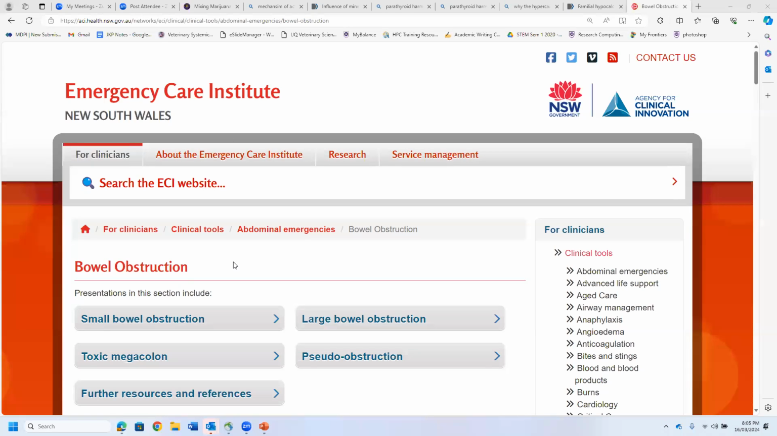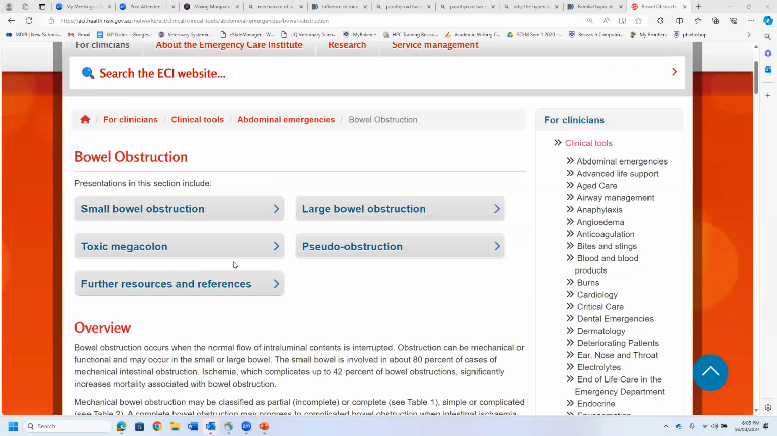So there is no air in the rectum, meaning the gas is not passing through. There is something that is cutting off the passage of the gas from that point onwards.